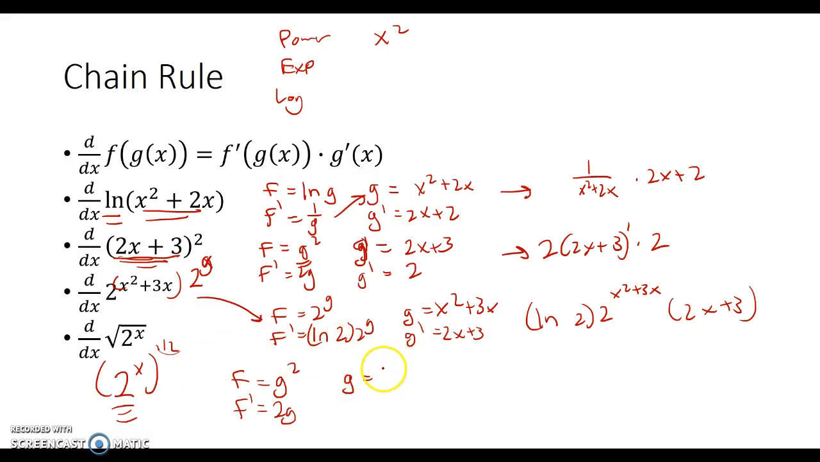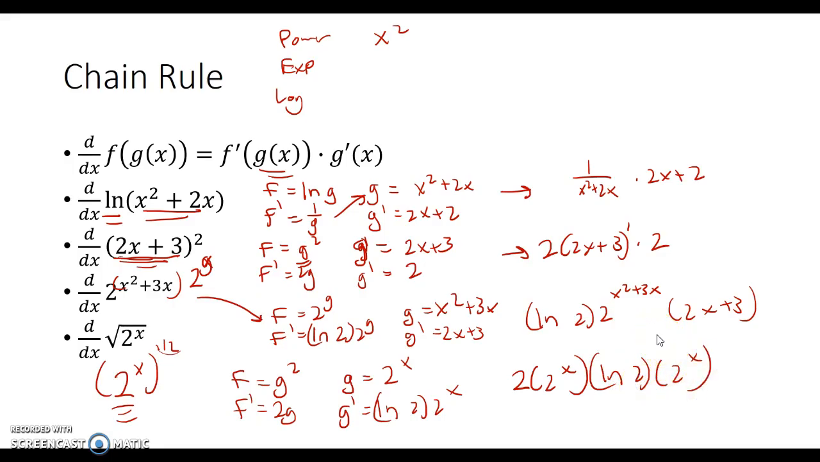G, the guts, is actually 2 to the x. And g prime is the derivative of the guts, which is the natural log of 2 times 2 to the x. I put this all together. So f prime with g of x plugged in: f prime is 2g. Well, g is 2 to the x. And that gets multiplied by the derivative of the guts, which is the natural log of 2 times 2 to the x. So that's a way of taking a function, breaking it up, and then putting it all back together. Basically what we've done is decompose the function, and then recompose it into its derivative form.